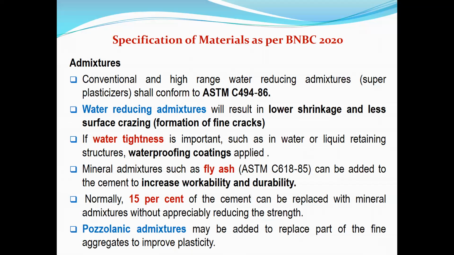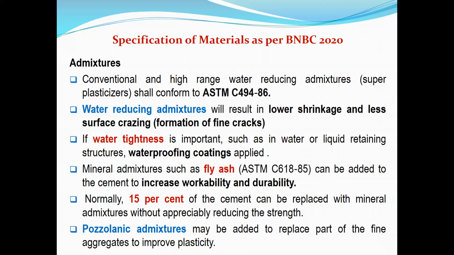If water tightness is important, normally when you make water or liquid retaining structures, at that time waterproofing coating is applied. So this is one type of admixture. We use mineral admixture, say fly ash. The fly ash should conform to ASTM C618 standard, and it can be added to cement to increase workability and durability both. Normally, 15% of the cement can be replaced with mineral admixtures.